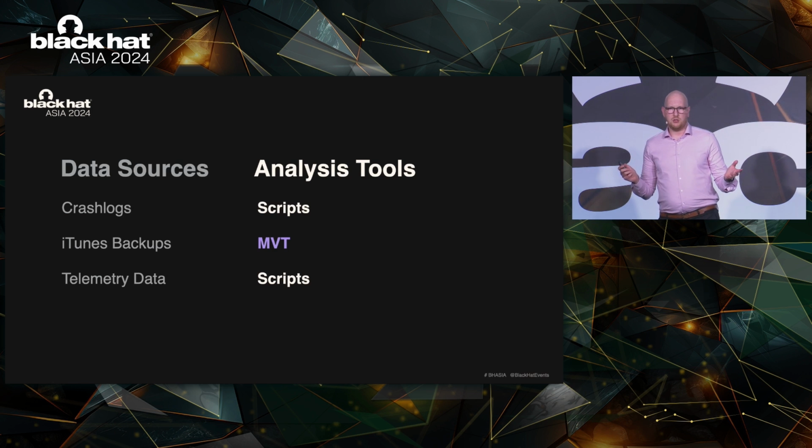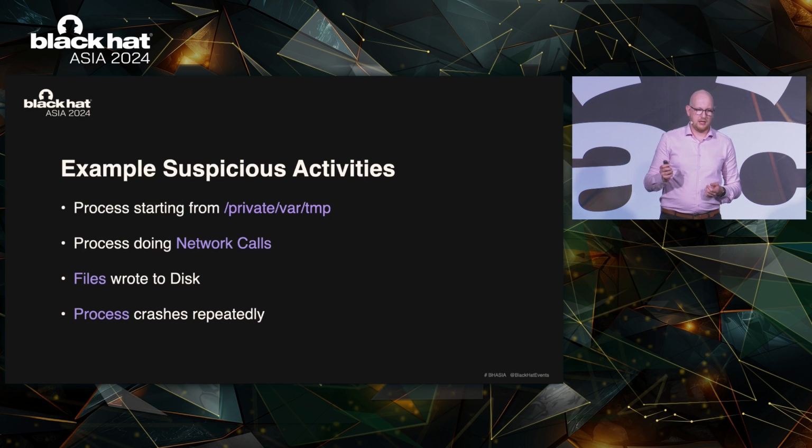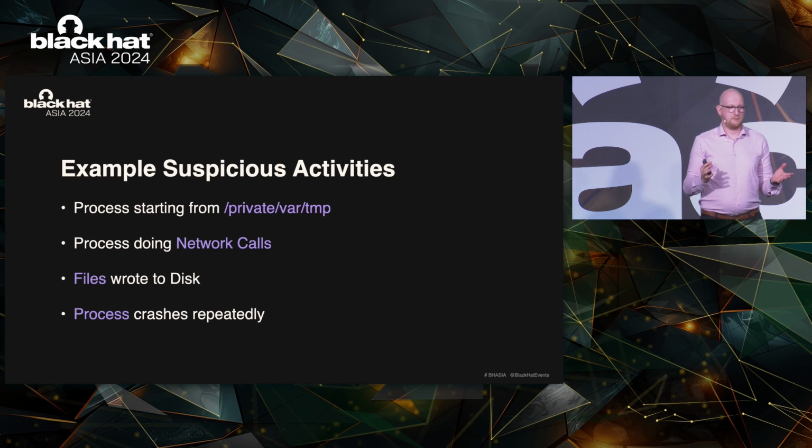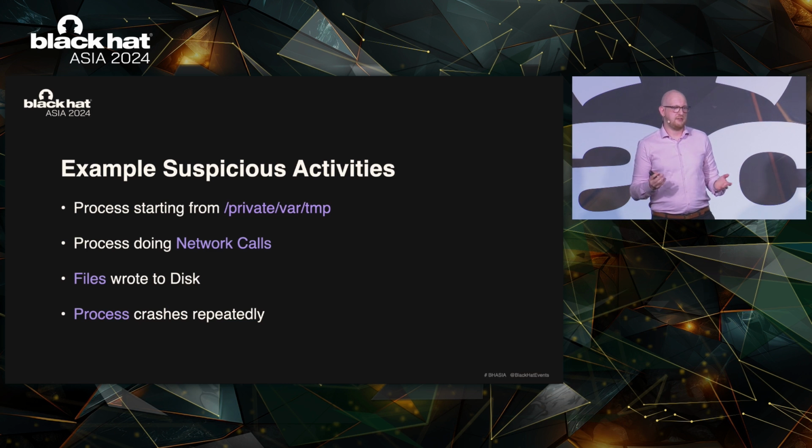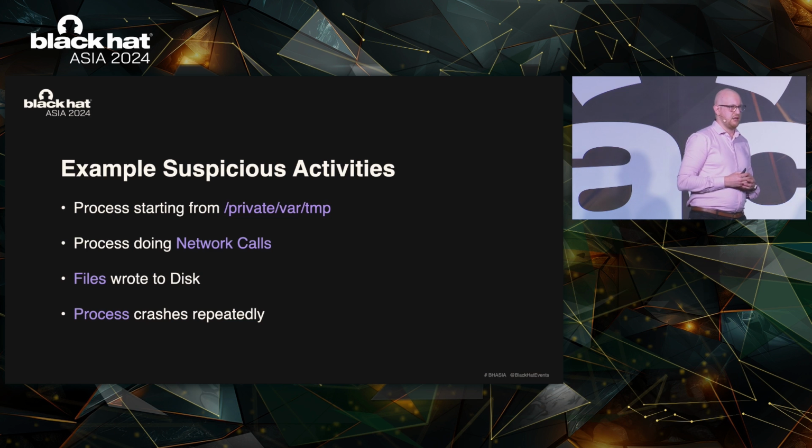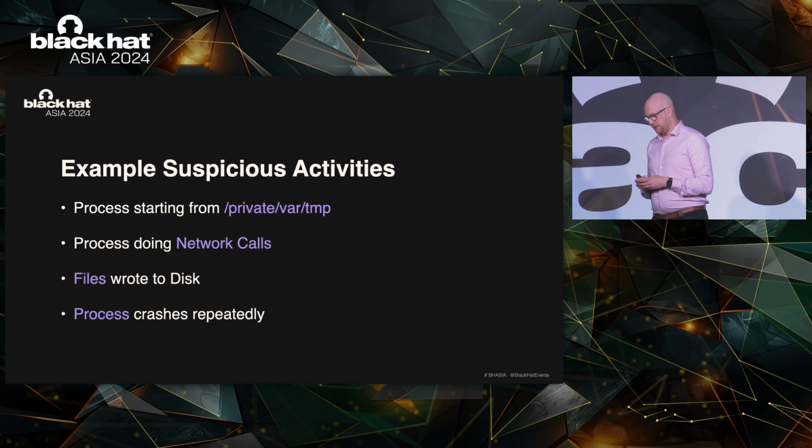But what are we trying to do with these data sources? In essence, we're looking for examples of suspicious activities. This could be a process which is starting from private var temp. It could be a process that is doing network calls, or a process that is running with elevated privileges such as root. Additional indicators of compromise are files that have been written to disk, or a process that crashes repeatedly.